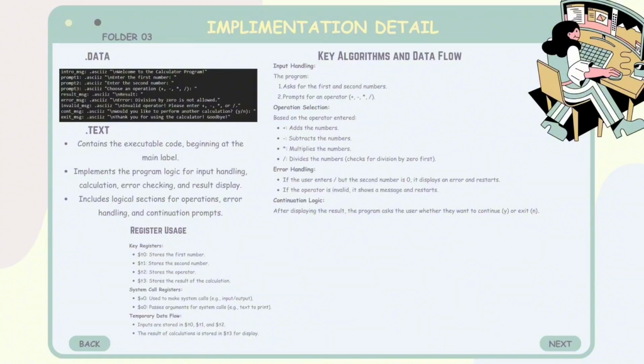Register usage. Key registers: $t0 stores the first number, $t1 stores the second number, $t2 stores the operator, $t3 stores the result of the calculation. System call registers: $v0 is used to make system calls for input and output. $a0 passes the argument for system calls, for example the given text to print. Temporary data flow: inputs are stored in $t0, $t1, and $t2. The result of the calculation is stored in $t3 for display.